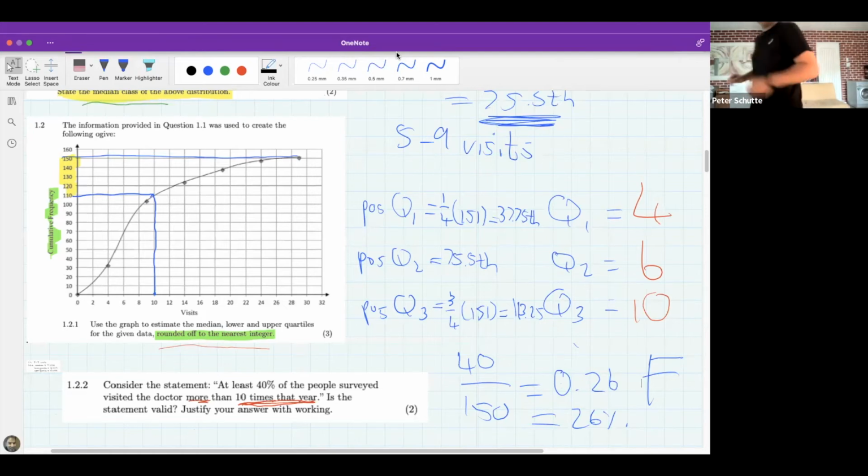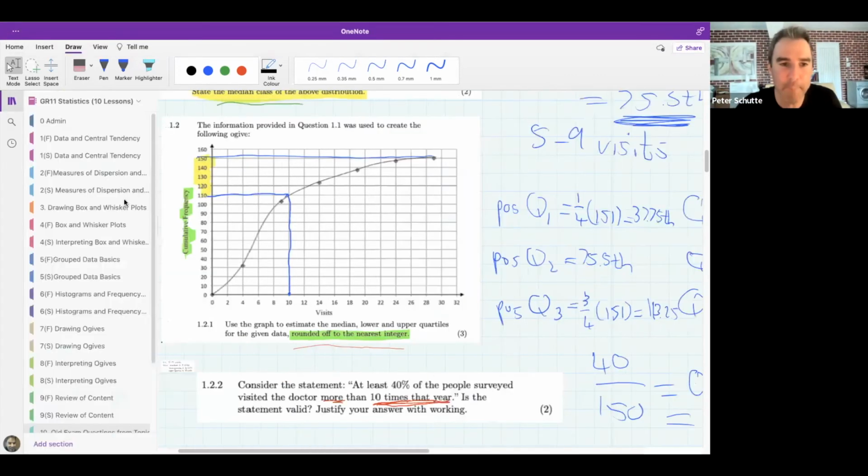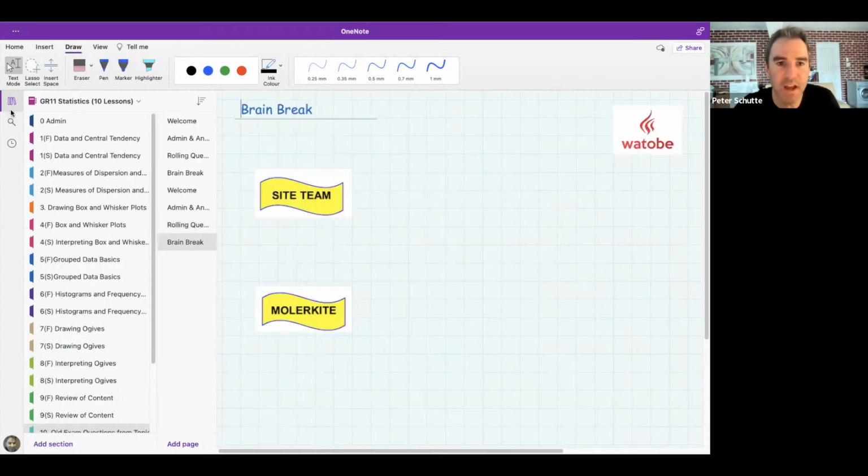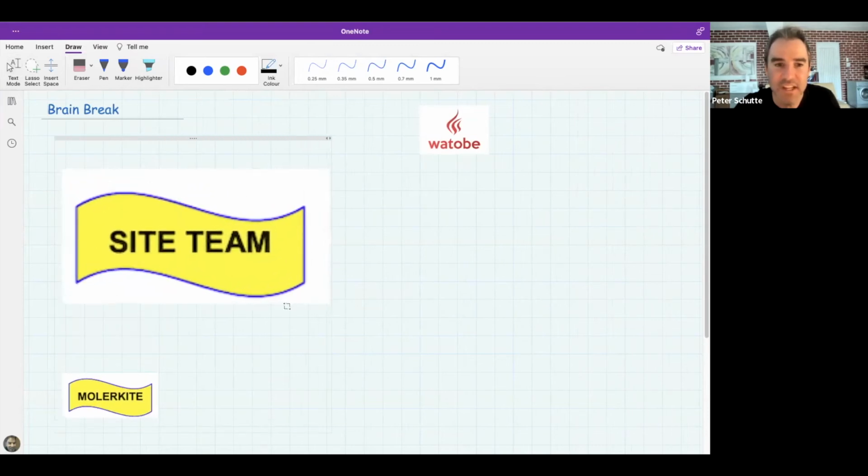All right, have you all had a bit of a stretch? Oh, I feel like I'm the one getting the best stretch in the house, but who knows? Okay, let's have a brain break. I want you guys to work out the mathematical word that is made up from those letters. So, what mathematical word could you make from those letters?